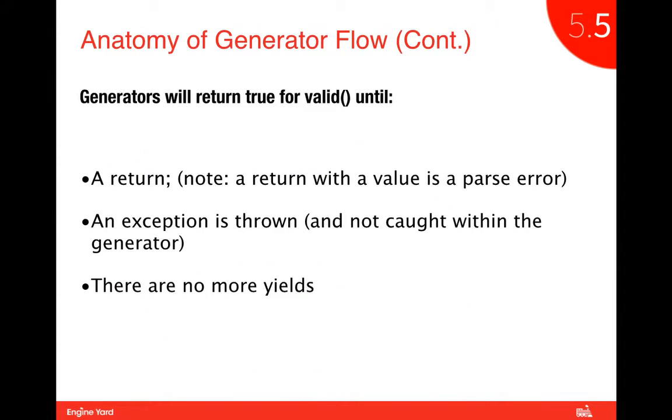As I said, generators will return true for valid until one of three things: a return, which must not have a value, an exception is thrown, or there are no more yields.